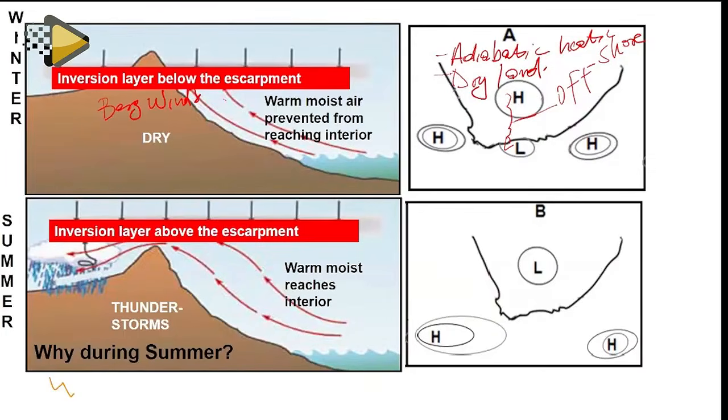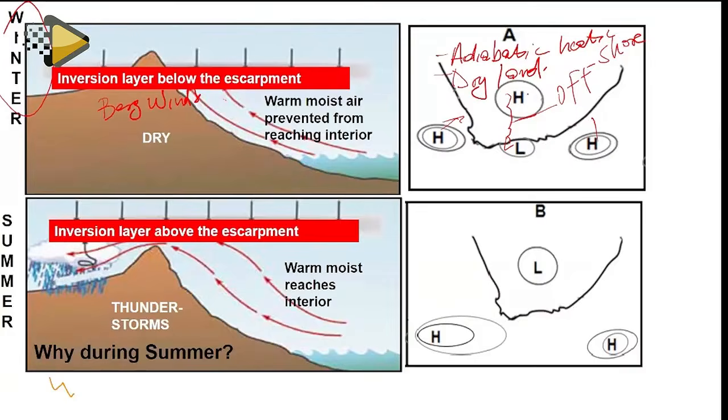And now, let's look at these two diagrams. What is the season here? We said the season here is winter. Why do we say it is winter? Because number one, we can see the high pressure cells have moved northwards, so they are closer to the land. And the interior is dominated by Kalahari high pressure.